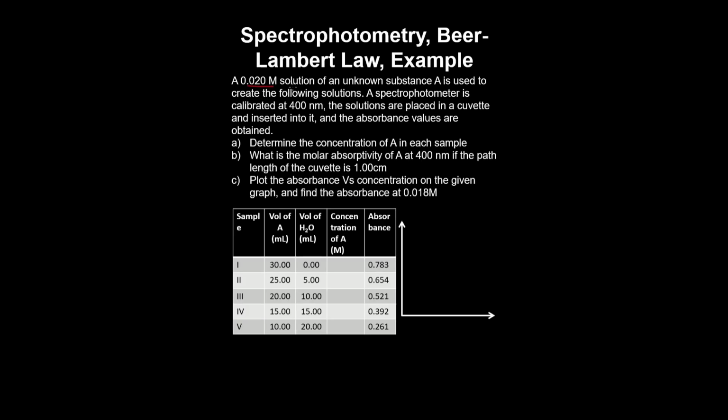A 0.02 molar solution of an unknown substance A is used to create the following solutions. Now a spectrophotometer is calibrated at 400 nanometers, and the solutions are placed in a cuvette and the absorbance values are obtained. Determine the concentration of substance A in each sample.